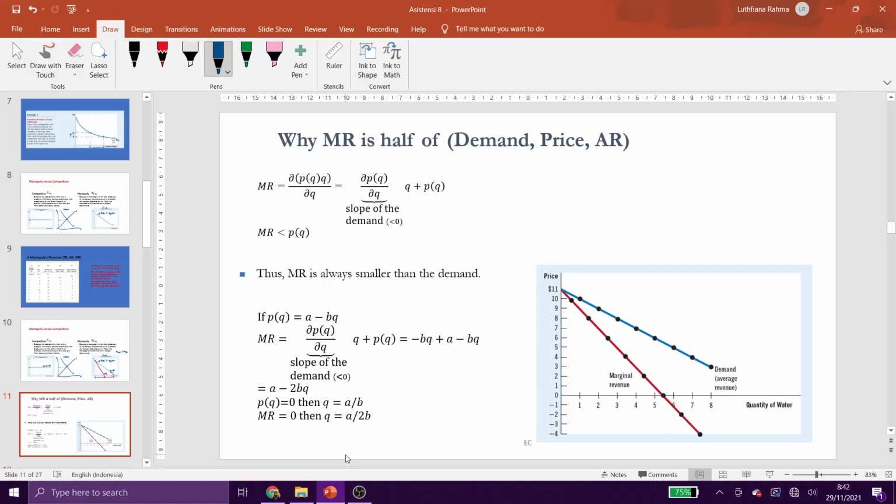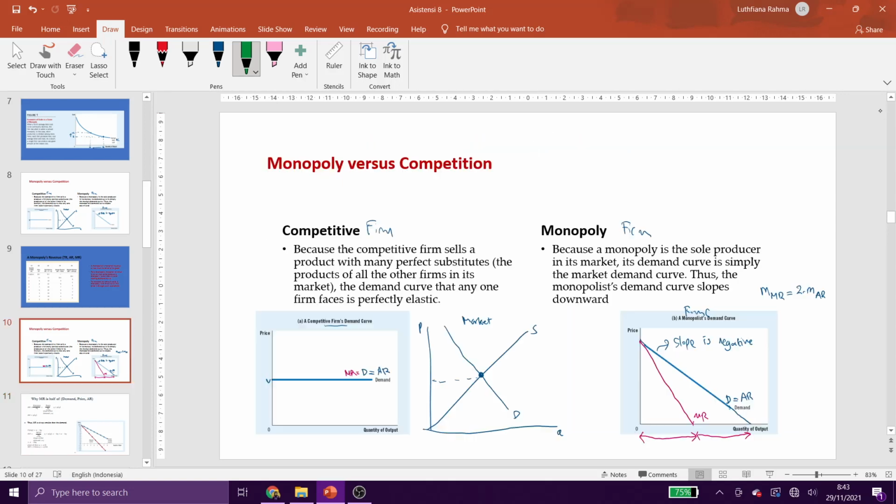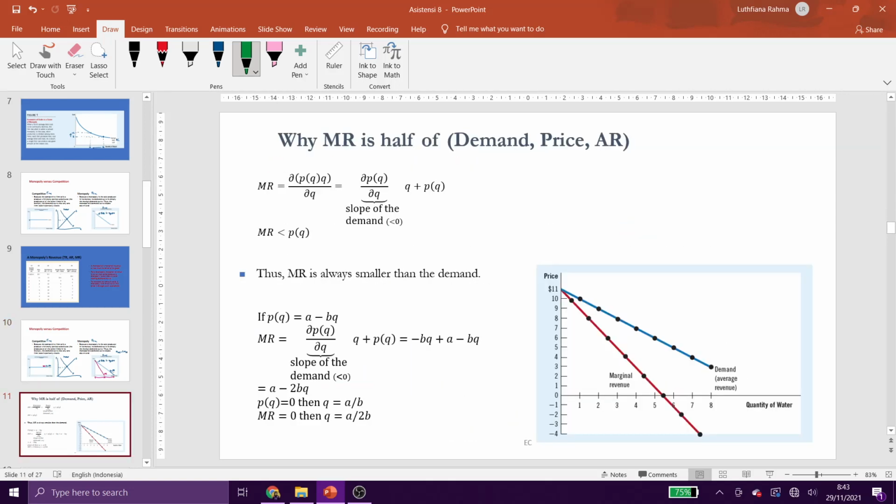Okay, so we move to this slide. In this slide is basically the calculation of why MR is a half. Here you can see that MR is a half. The base here is a half of the base in the average revenue. So if you have an equation for the demand, for example, price equals 11 minus Q. Here's the demand equation.